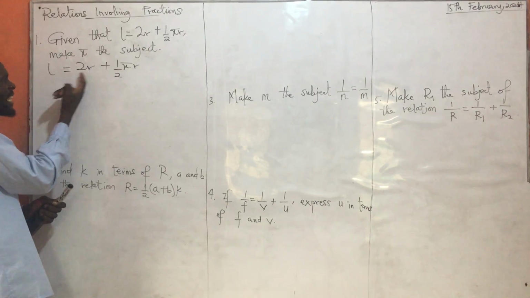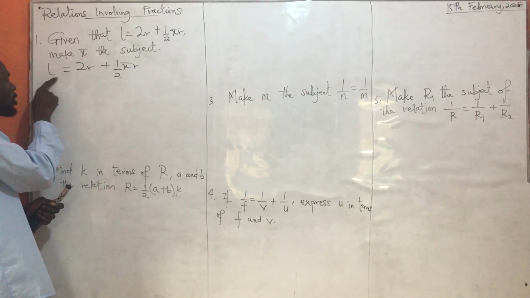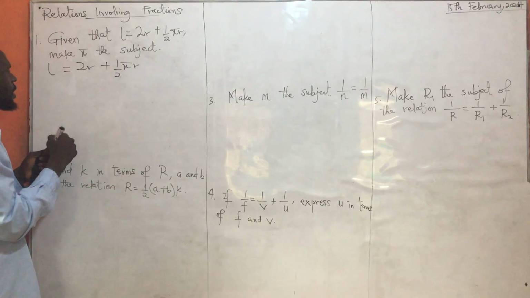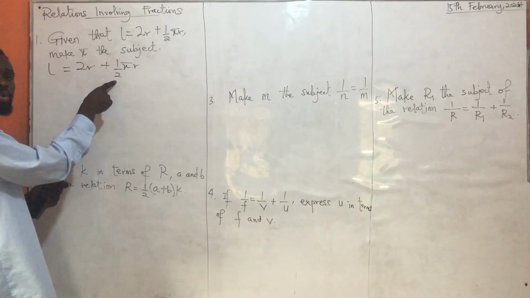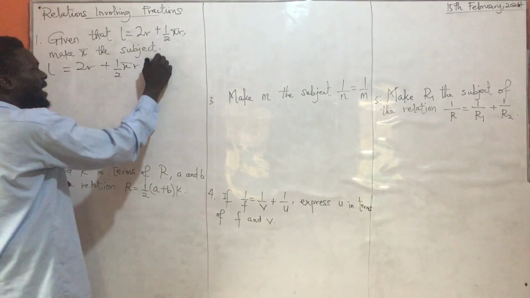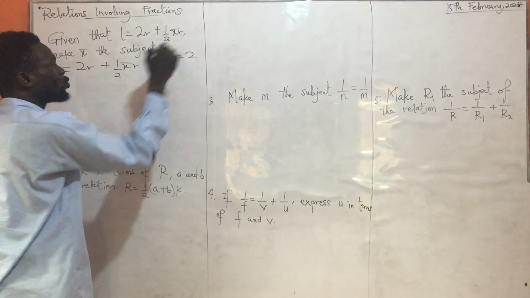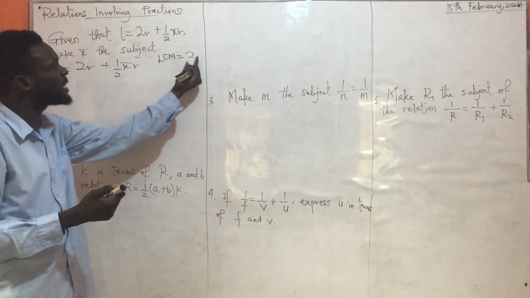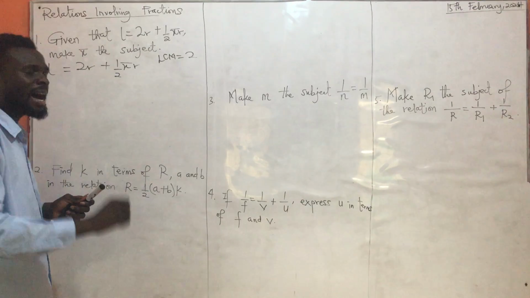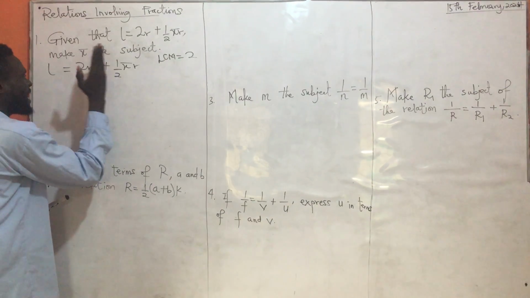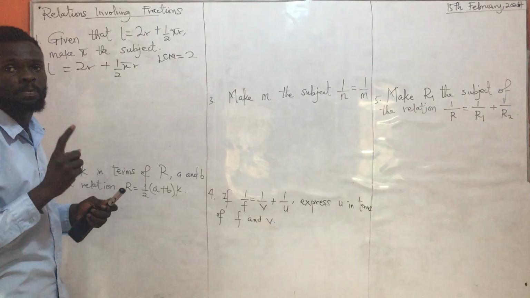Now, since this is a fraction, look at the denominators. You can see that the denominator for this is 1. The denominator for this is 1. But the denominator for this is 2. So we are going to say the LCM is 2. Now, since the LCM is 2, we must multiply each of the terms by the LCM.